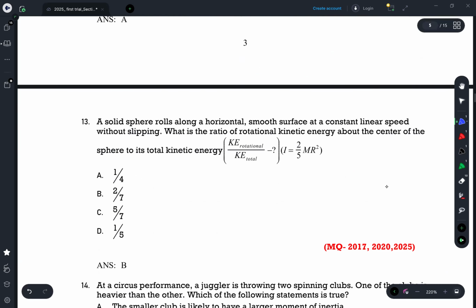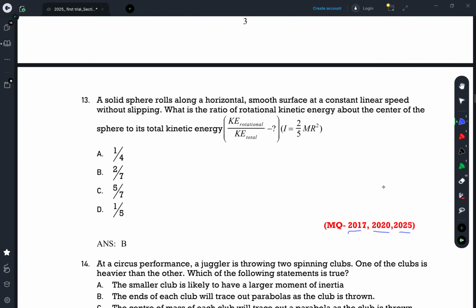Question number 13, repeated question, 17, 20, 25. A solid sphere rolls on a horizontal smooth surface at a constant linear speed without slipping. What is the ratio of rotational kinetic energy to the total kinetic energy? Rotational kinetic energy over total kinetic energy is going to be C divided by C plus 1. C for a solid sphere is 2 over 5.